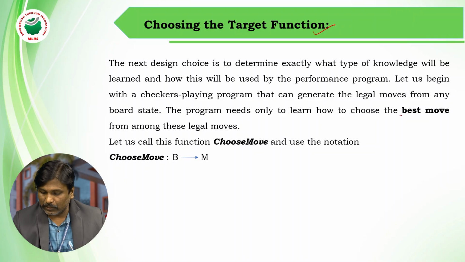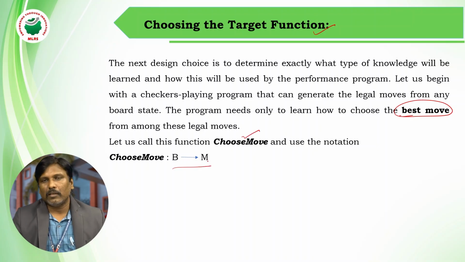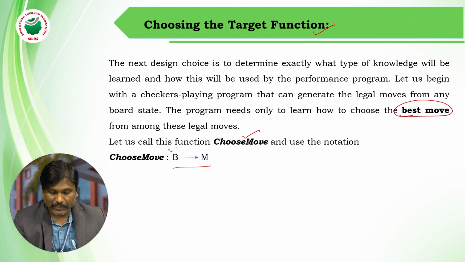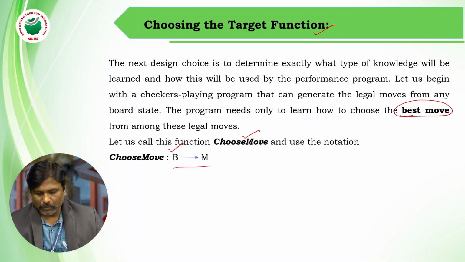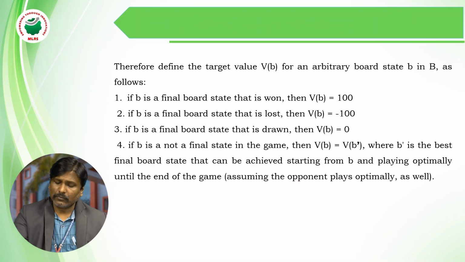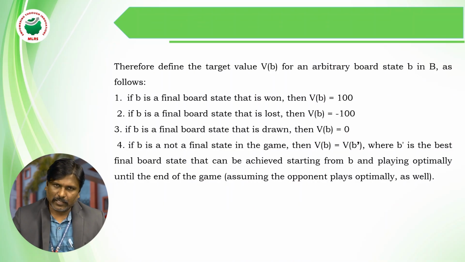So for that condition, I select the function which is ChooseMove. That move is to be represented as B to M. Here B indicates the state of the board, and M indicates the moving position, the state of the move. Here my example is the checkers game, playing a checkers game.